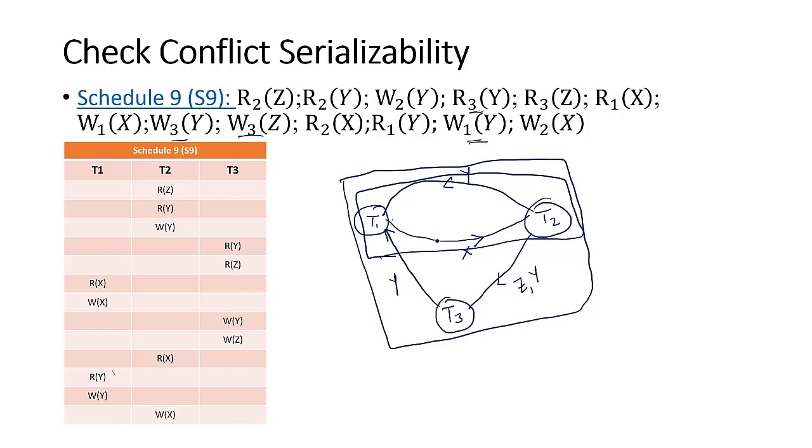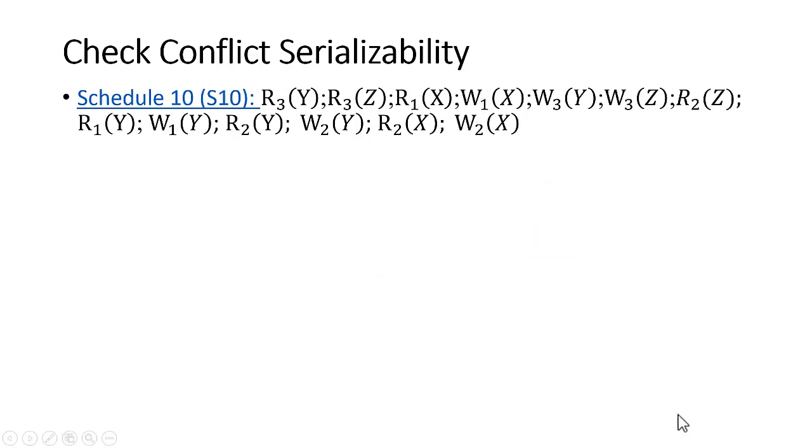So let us take another example, schedule 10. If you go through the schedule, you can find that there are three transactions like the previous case. So transaction 1, transaction 2, and transaction 3 will be the nodes of the precedence graph.